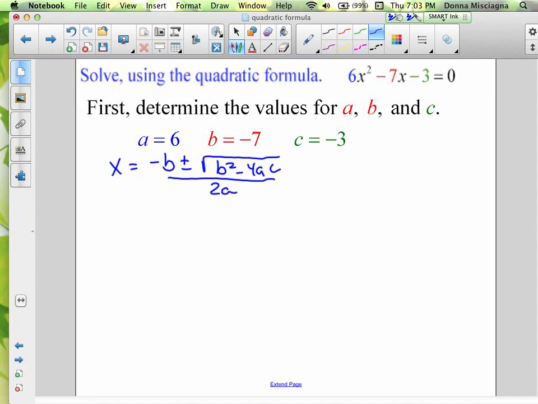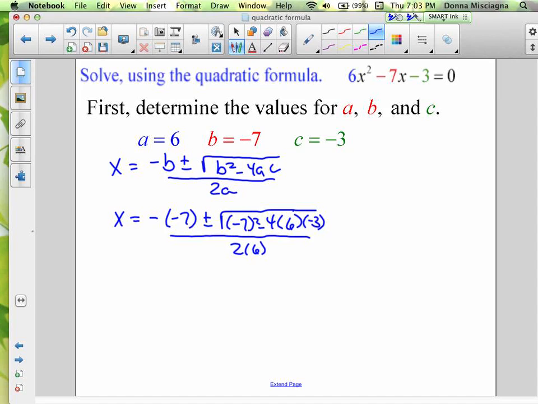We already have the values: a is the coefficient on x squared, b is the coefficient on x, and c, of course, is the constant. So now x is equal to negative b, so that's going to be negative 7, plus or minus the square root of negative 7 squared minus 4 times 6 times negative 3. Sometimes my hand's doing the right thing, but my mouth says the wrong thing. And that's all divided by 2 times 6.